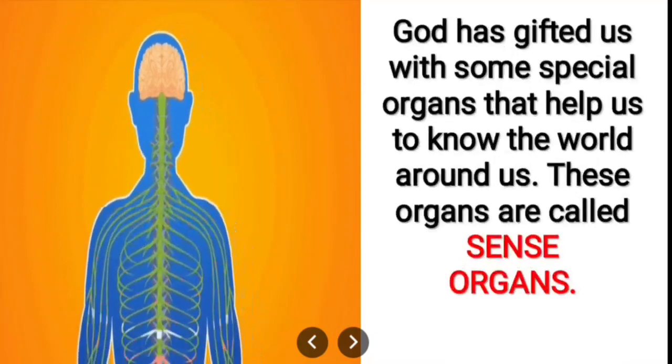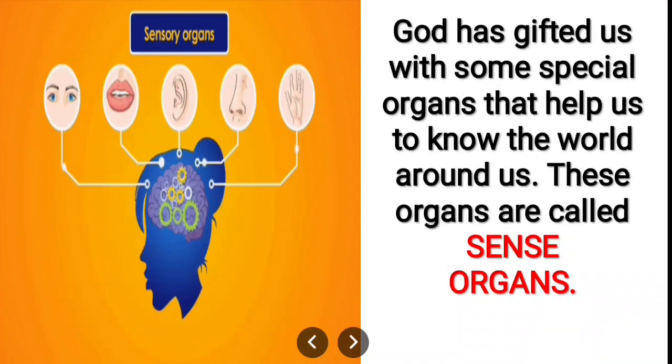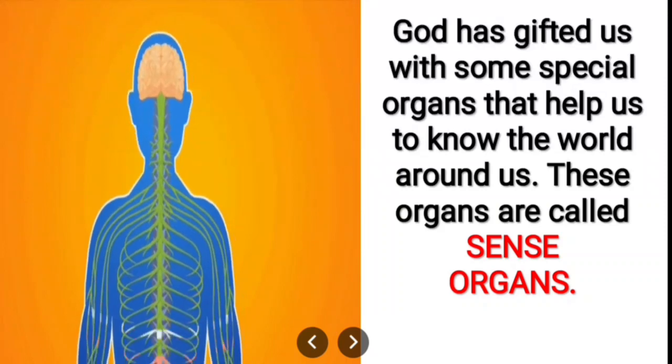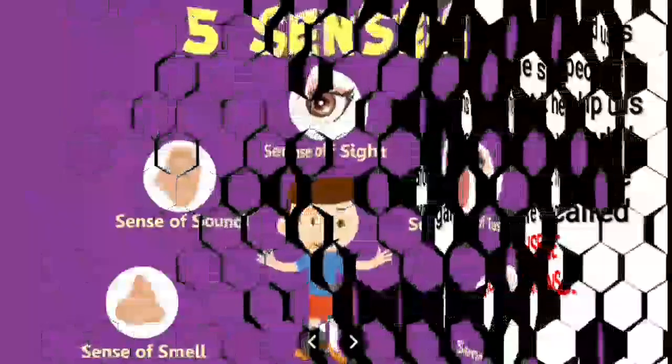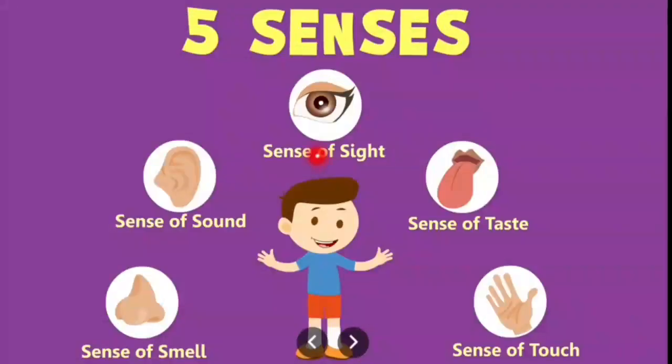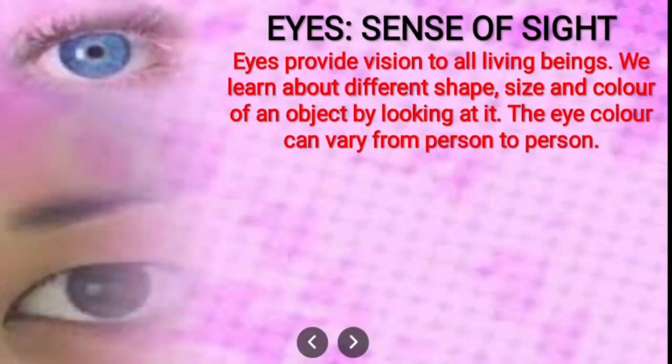What are internal organs? God has gifted us with some special organs that help us to know about the world. These organs are called sense organs. So moving ahead, first let us know about the sense organs, then we will know about the internal organs. We have 5 senses: sense of sight, sense of sound, sense of taste, sense of smell, sense of touch.